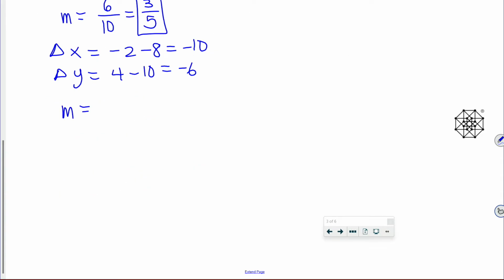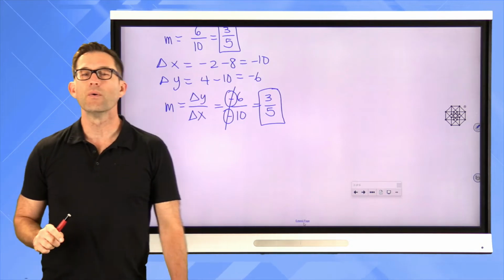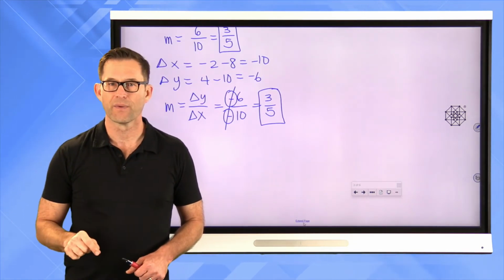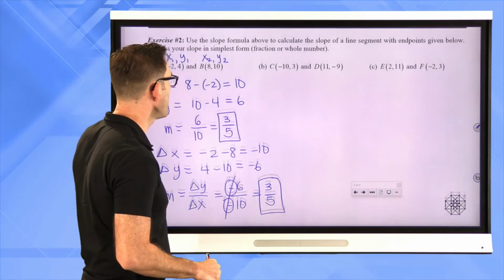My slope then, which is the change in y over the change in x, would be negative 6 divided by negative 10. But as we know, a negative divided by a negative is a positive, so those literally just cancel, and I would end up with 3/5 again. All right? So really, the order in which you do the subtraction does not matter. So let's take a look at the next two problems.